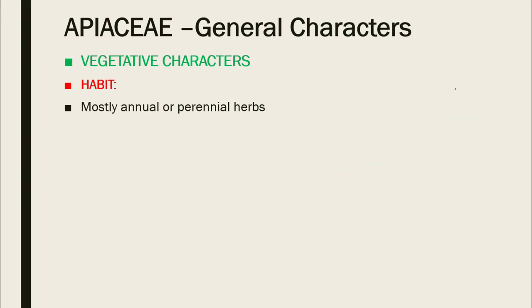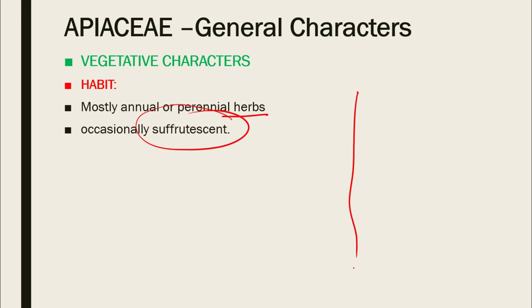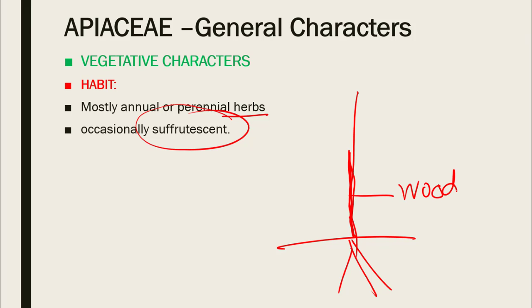So plants of this particular family are annual as well as perennial, and they are mostly herbs. Occasionally, the Apiaceae plants are suffrutescent. Suffrutescent is a term used for a herbaceous plant in which, for example, this is a plant, these are its roots in the soil. Now the lower part of the plant usually becomes very hard or woody, and the upper part remains herbaceous.